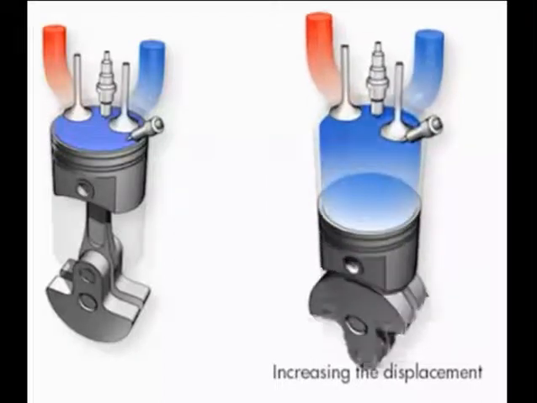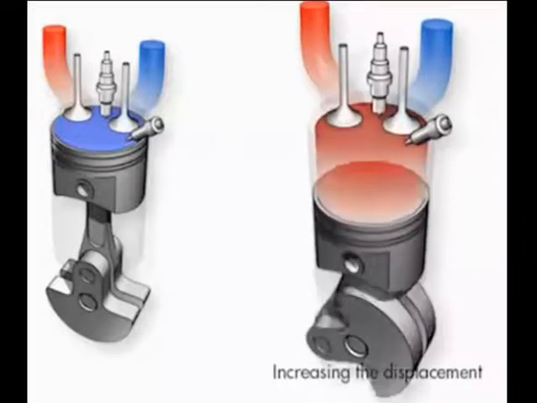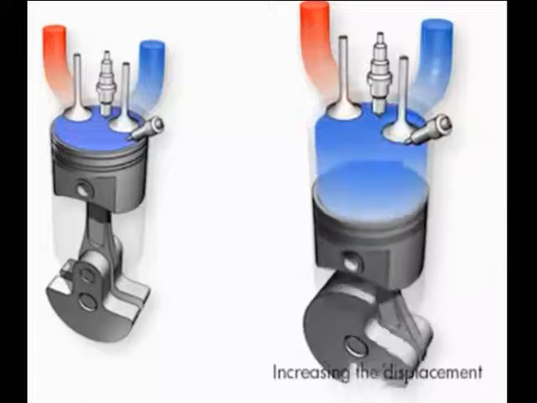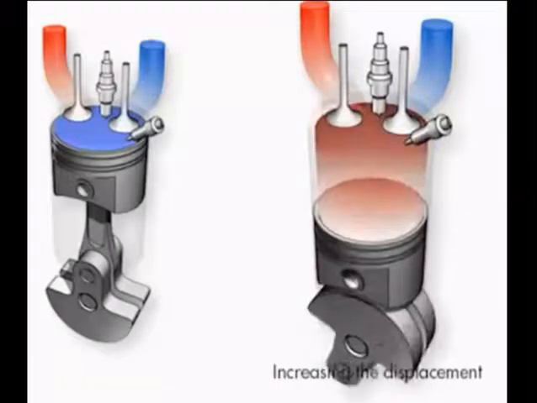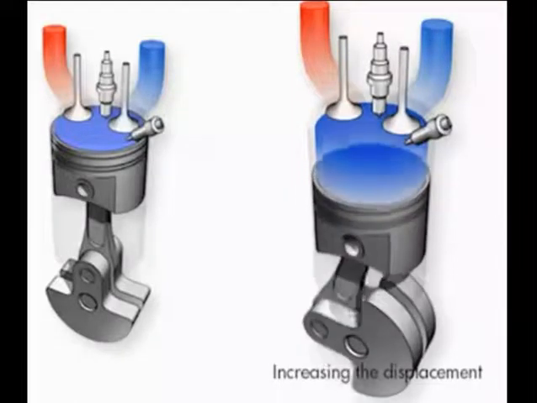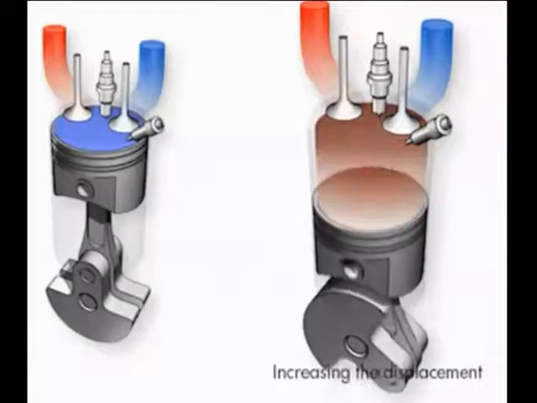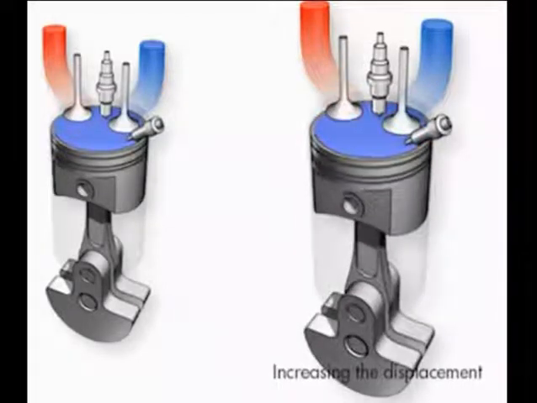The displacement can be increased by increasing the volume of the cylinders, as shown in the animation, or increasing the number of cylinders. In general, this leads to larger volume, heavier engines. However, no significant advantages can be achieved for consumption and pollutant emissions.